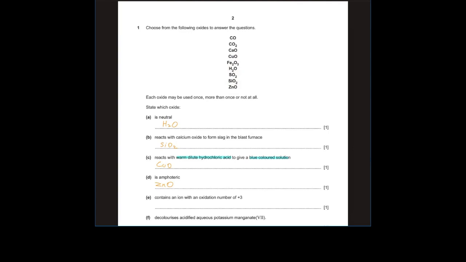Part E contains an ion with an oxidation number of +3. Here I'll recommend you to first look for those which you haven't used yet. So we have used H2O. Let me just cancel it out, H2O. However, we can use it more than once, but still I would suggest you to go for the one which you haven't used. So silicon dioxide, zinc oxide, copper oxide. Let me just zoom in to make it clear.